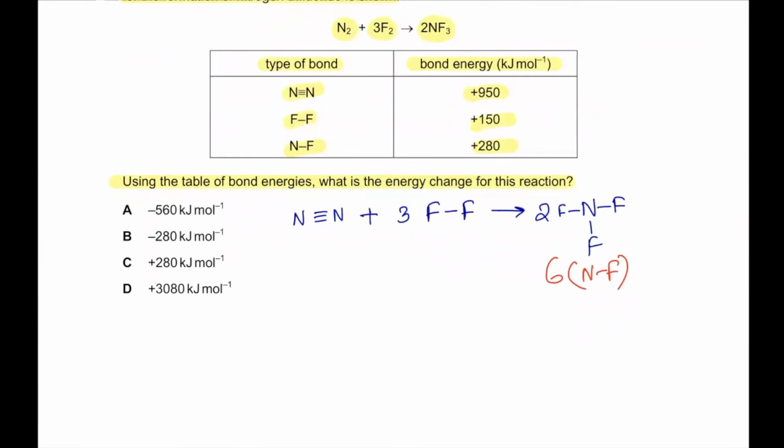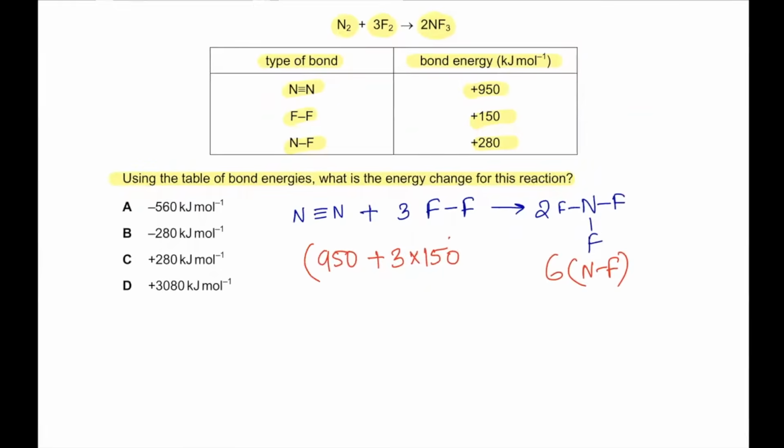So the N≡N triple bond is 950. We'll just simply add fluorine, which is 150, and we're going to multiply it by 3. When we do that, we get the bonds broken. Then the bonds formed are 6 times N-F, which is 280. All right. So that adds up. Let's see the calculation.